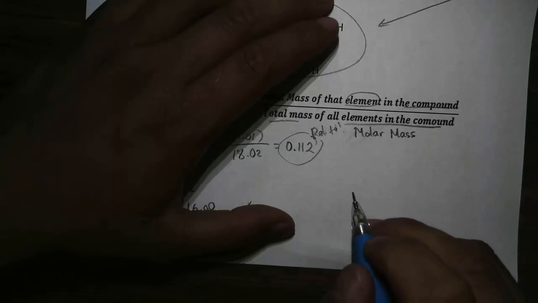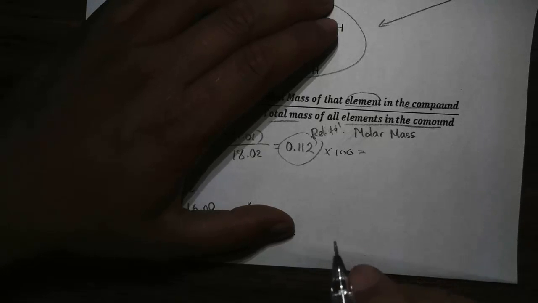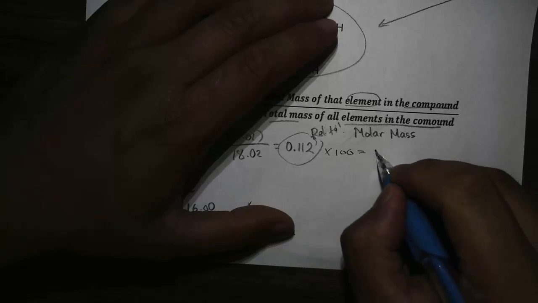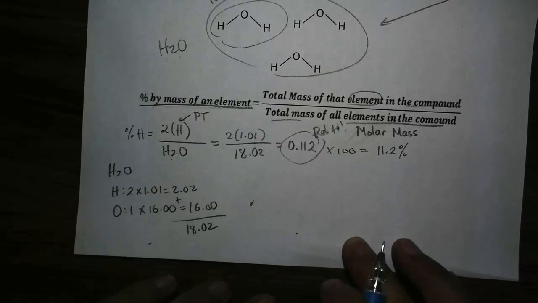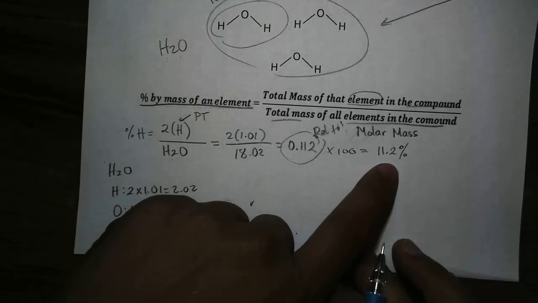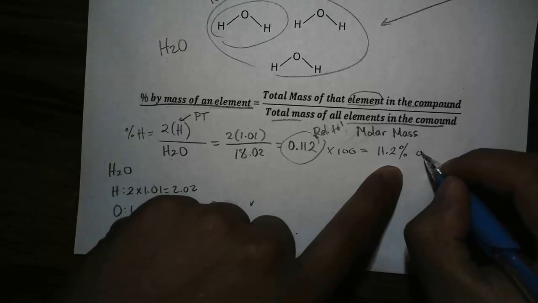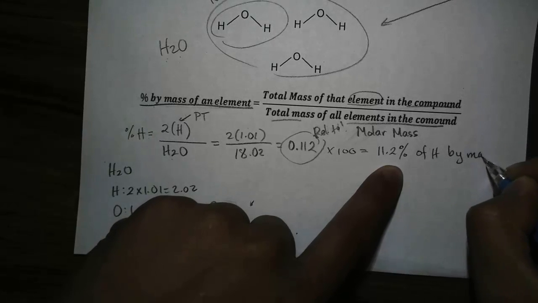And of course, this is relative to 1. If we want to convert to a percentage, we have to multiply by 100. And now that will be relative to 100 for percentage, which gives us 11.2%. So in a chemical formula for water, we would have 11.2% of hydrogen. And this, of course, is by mass.